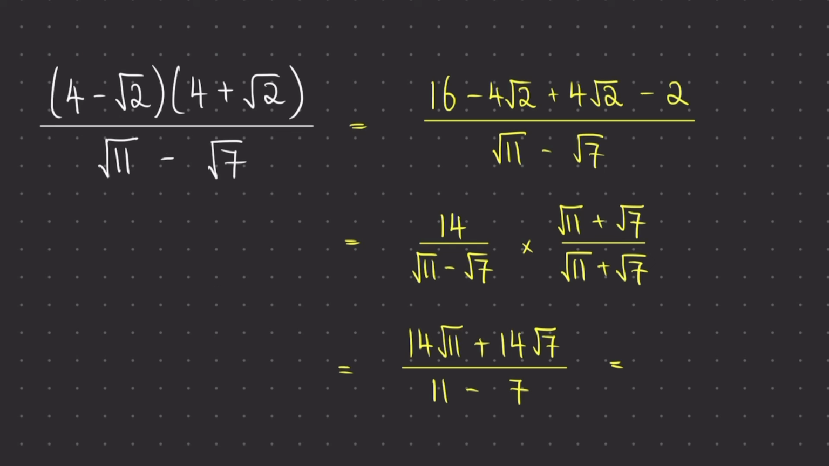Now on the bottom, I can do 11 minus 7, which is 4, and simplify by cancelling a 2 top and bottom. And that would leave me with 7 root 11 plus 7 root 7, all over 2.